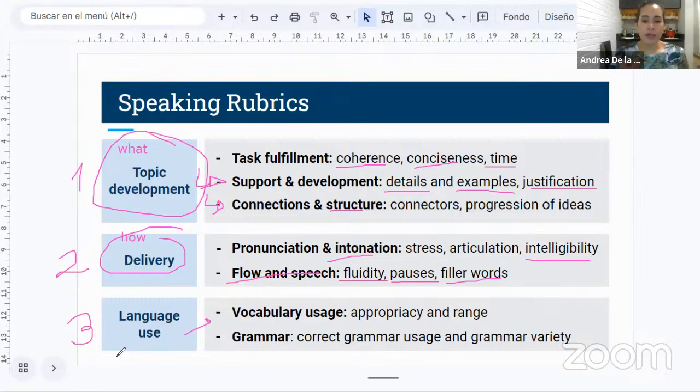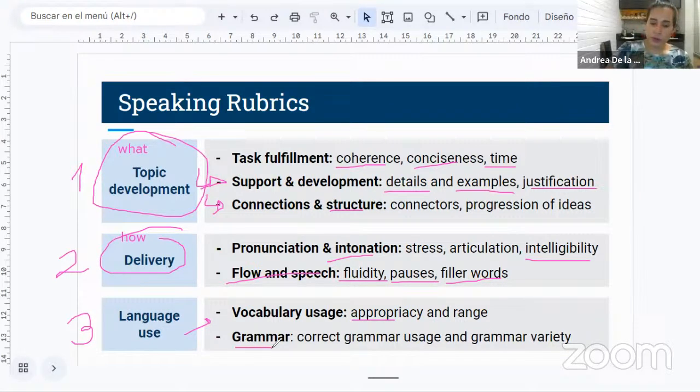So what's your range, the range of your vocabulary? How many words can you use? And how appropriate are the words that you're using? Are they appropriate to the response? Are they academic enough? Are they appropriate to the context of your response, to the topic that you're talking about? So that is basically vocabulary.